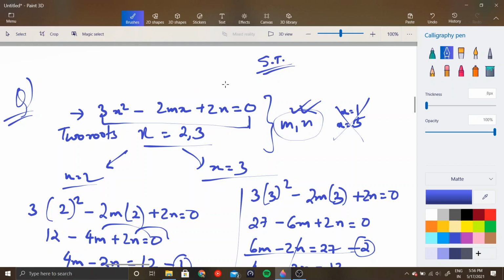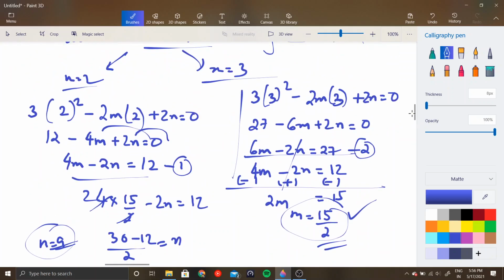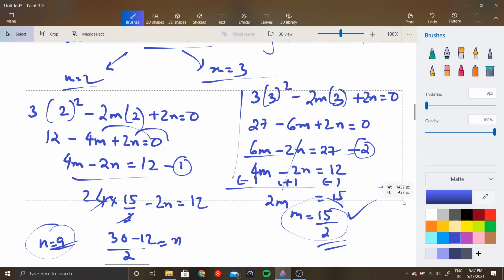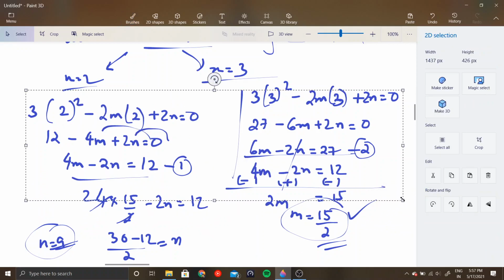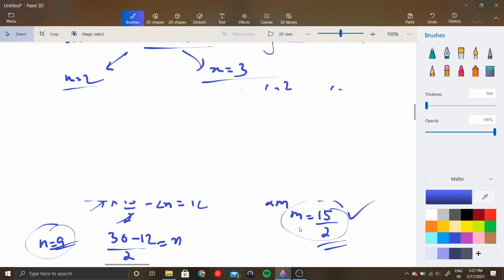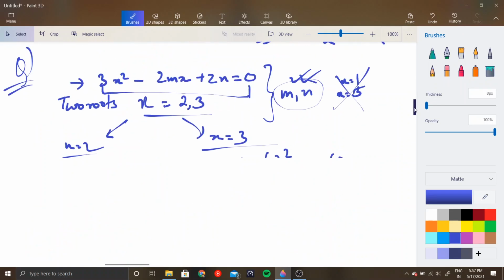As I told you in the previous class, the sum of roots is equal to minus b by a, and the product of roots is c by a. You will see that you can use this in order to solve this. Okay, so we will first note down the answer here. The answer was n is 9 and m is 15 by 2. Let that be there.